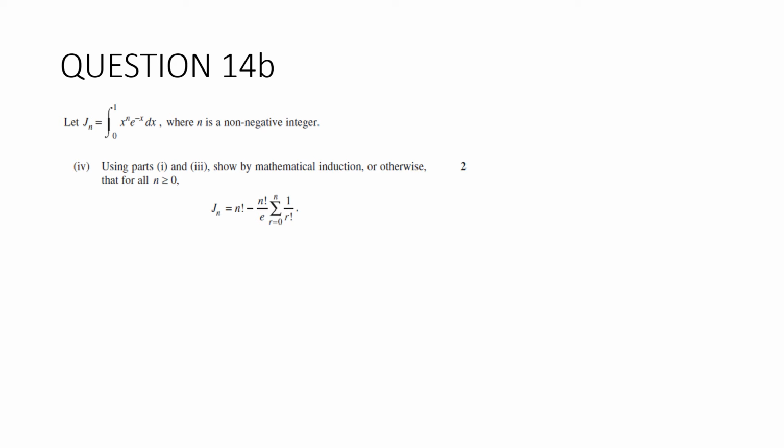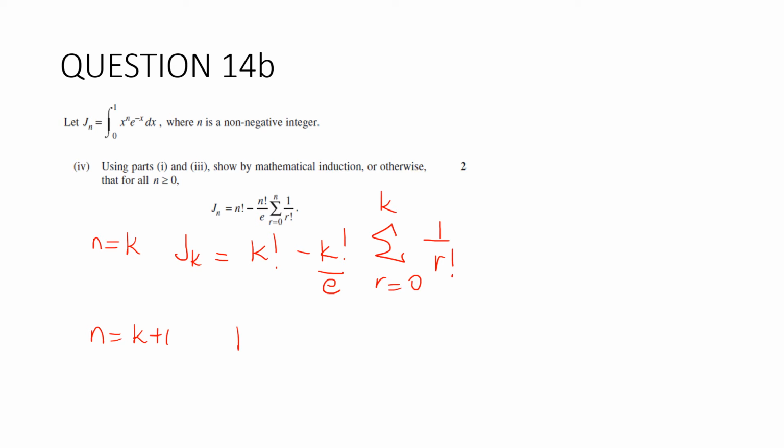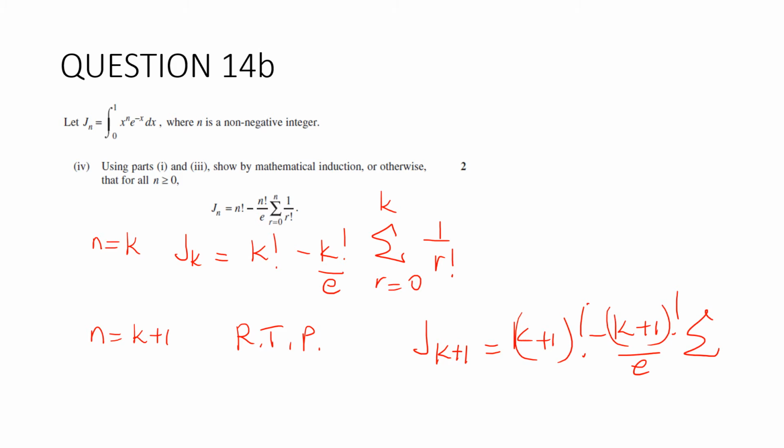Next, we're going to assume it's true for n equal to k. In other words, Jk is equal to k factorial, take away k factorial on e, times the sum from r equal to 0 up to k of 1 over r factorial. And now we need to prove it true for n equal to k plus 1. So we are required to prove that J k plus 1 is equal to k plus 1 factorial minus k plus 1 factorial on e, times the sum r equal to 0 up to k plus 1 of 1 on r factorial.